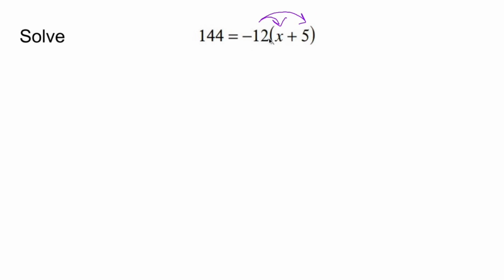So negative 12 times x is just negative 12x. Don't overthink it. Negative 12 times positive 5 is negative 60.